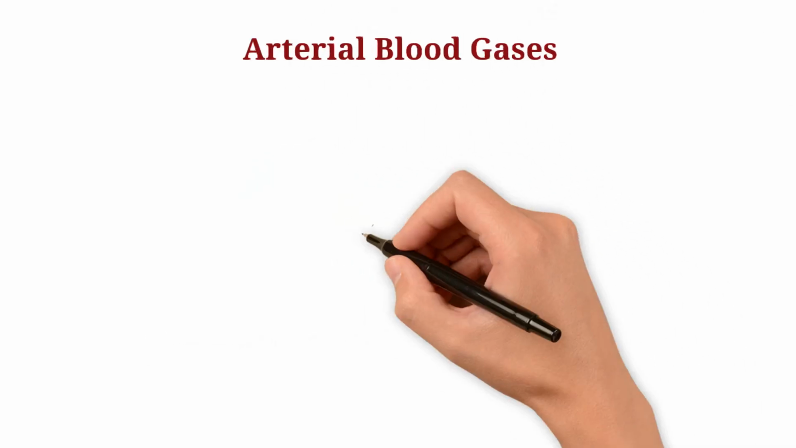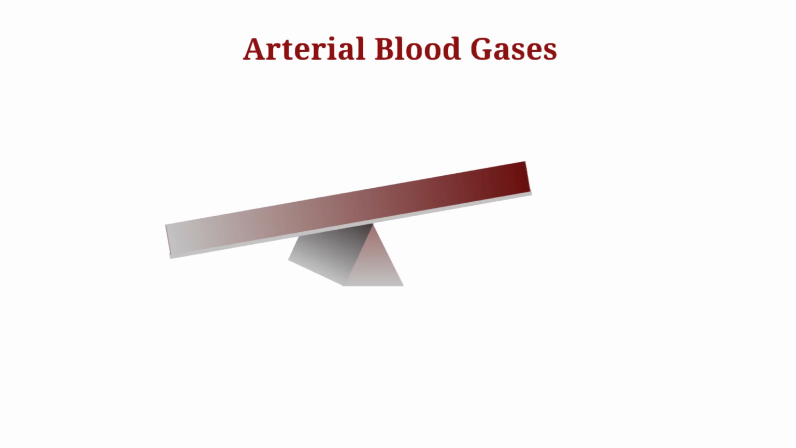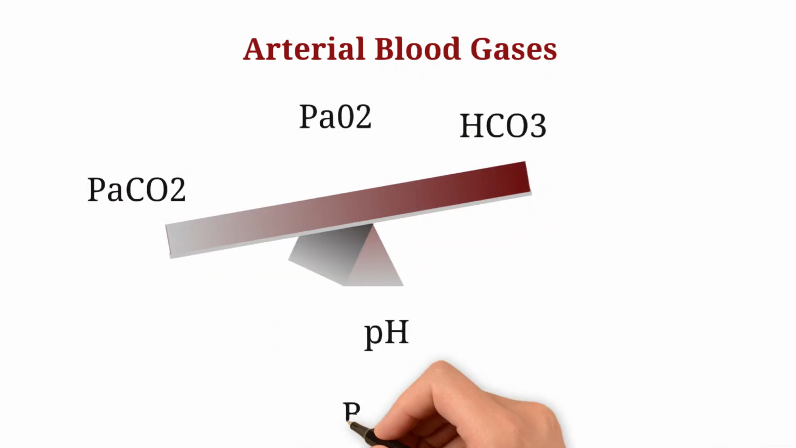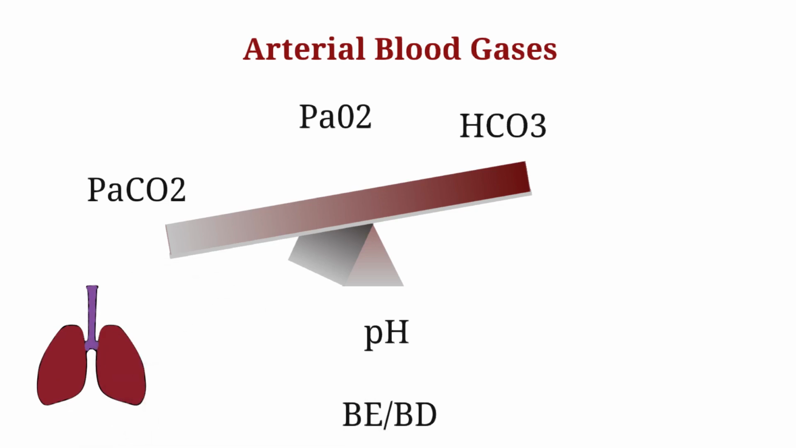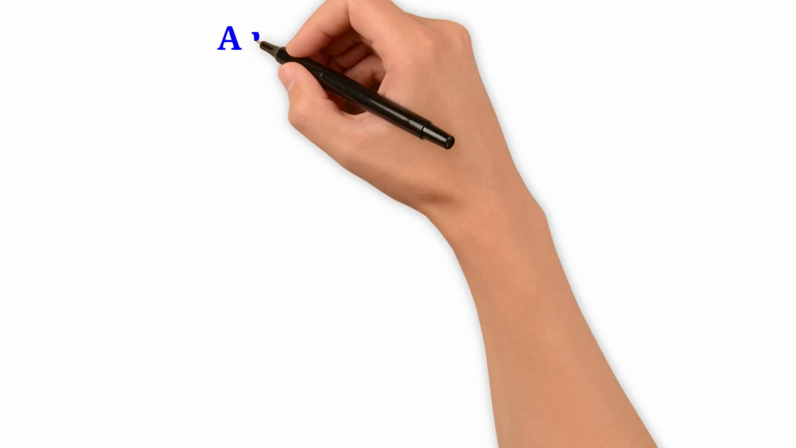Today we're looking at arterial blood gases, ABGs, and this is essentially looking at getting that delicate balance for our pH so that our hormonal and chemical reactions can occur. We're looking at the kidneys and the respiratory system and our various data points.